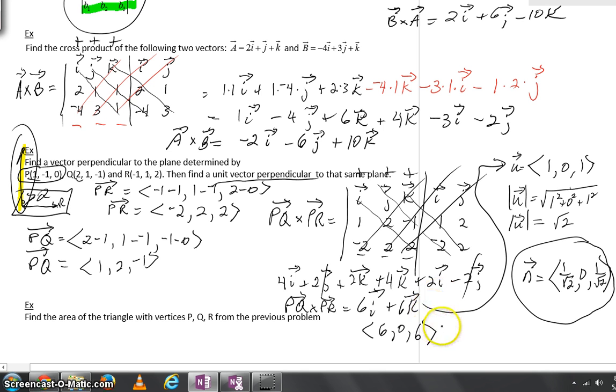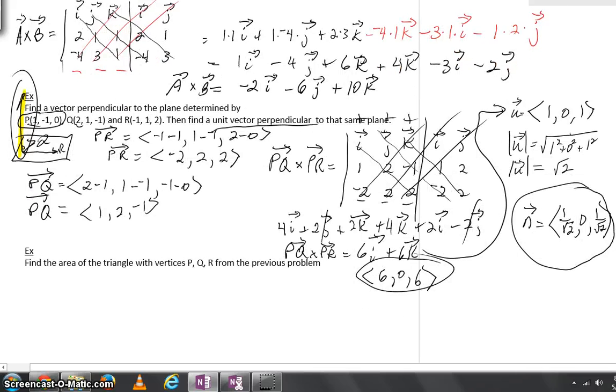Now, by the way, we could have done that with our PQ cross PR vector. We could have found the length of that, and it would have been a bigger number. But when we divide and when we simplify, we'd wind up getting the exact same thing.